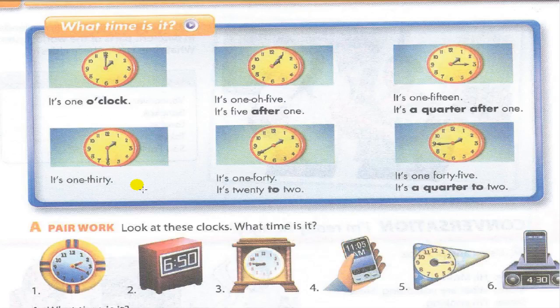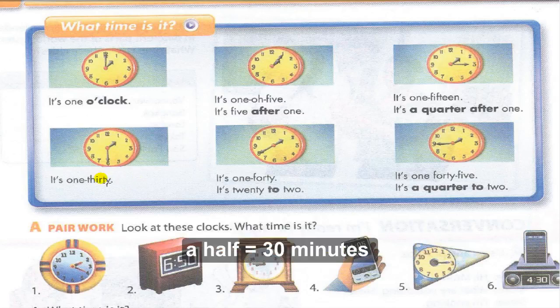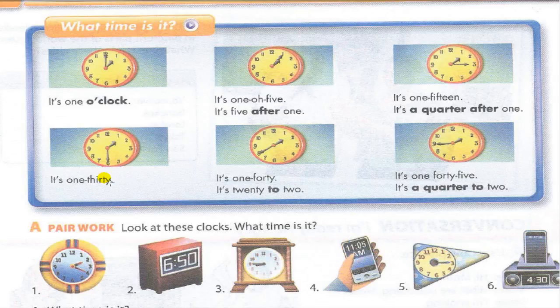We have 60 minutes in the hour. If I have 30 minutes, half. British, half. American, half. If I have 15 minutes, quarter. British quarter, American quarter.